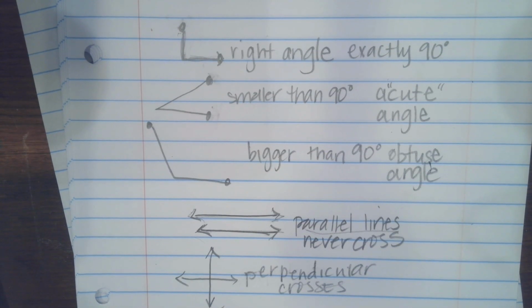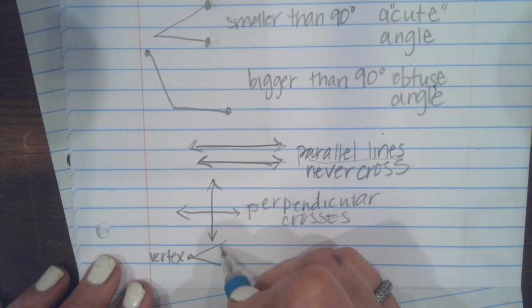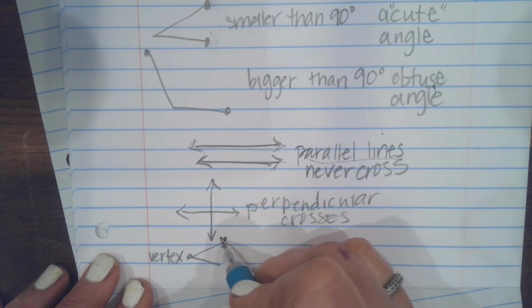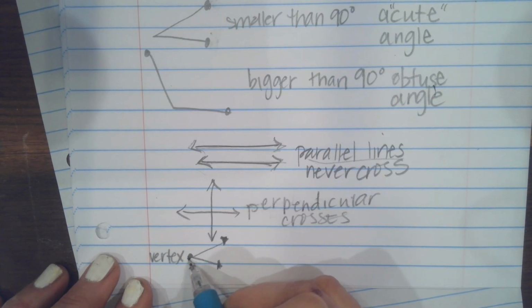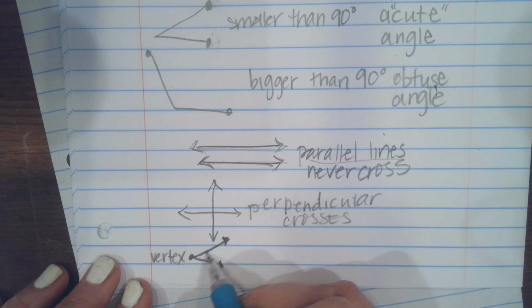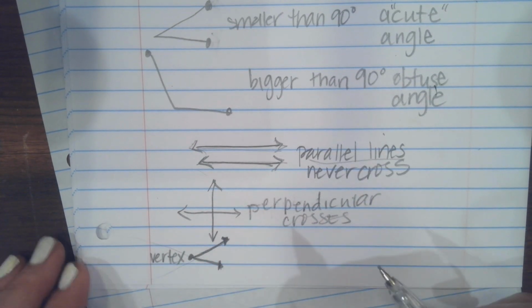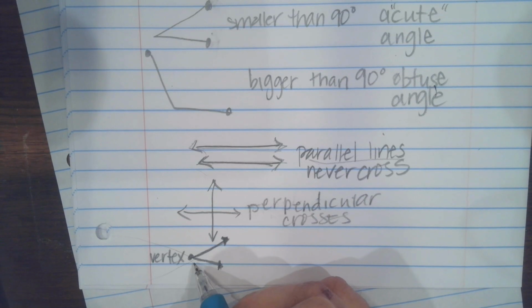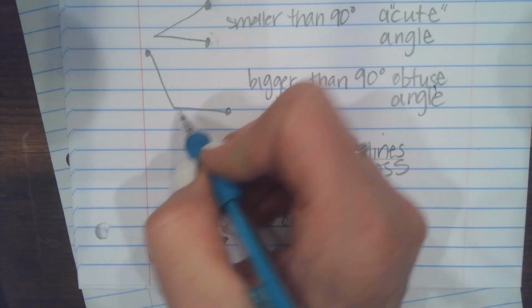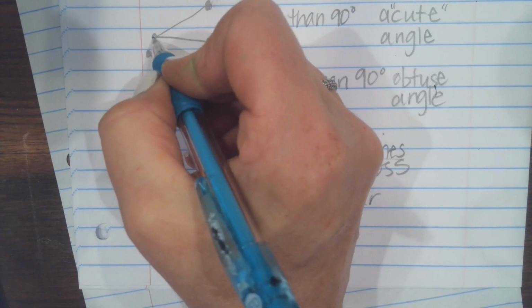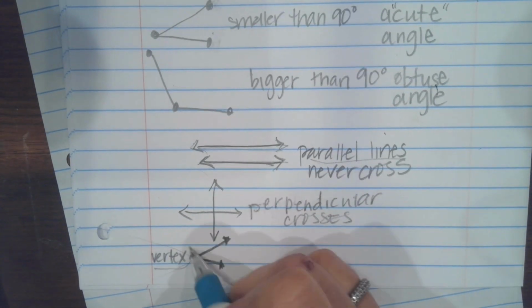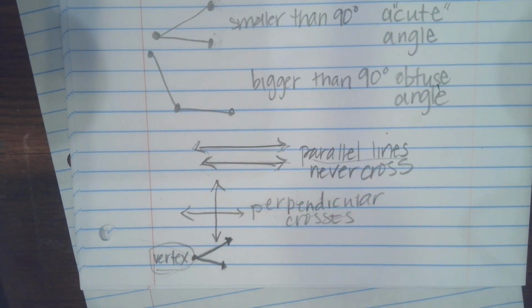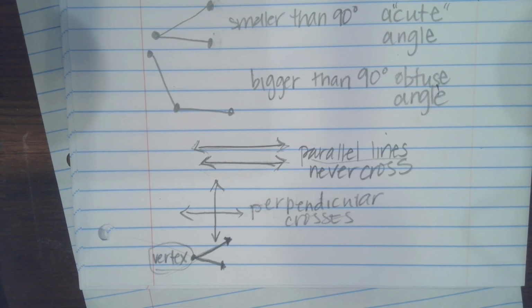So you will notice that I have this angle right here, and you can either have a point or you can have an arrow. But there is an end point, because if you didn't have an end point, it would keep going in different directions like this. So for an angle, there's always an end point, whether they put it on there or not. So there is this end point here and here and here. And this is called a vertex. That is where two lines meet.